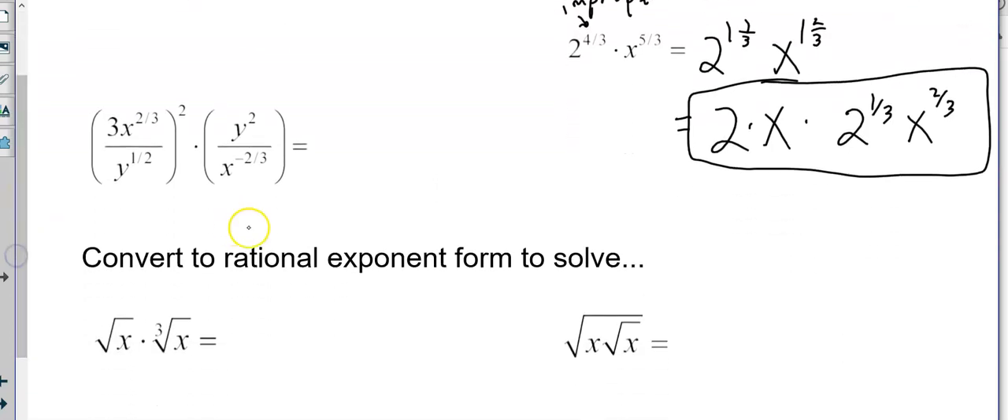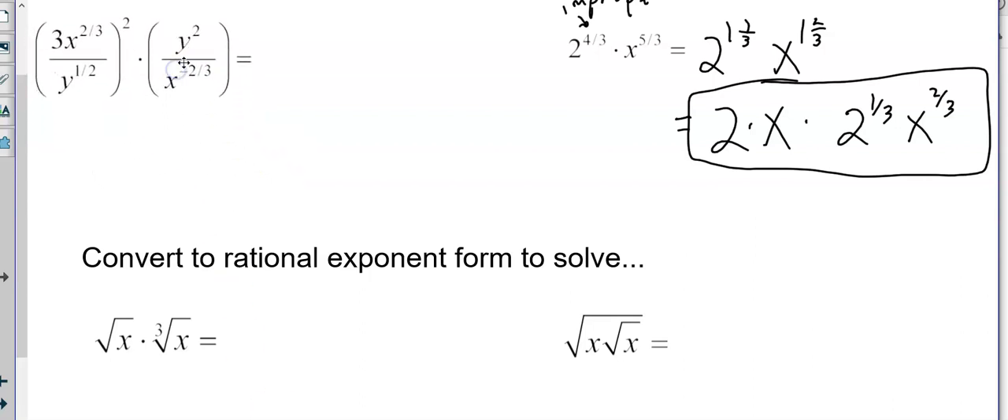Let's try this one here, and then we'll try some of these down here. So this one, if you just start simplifying it, it looks like it's 3 in the numerator. That first numerator would be 3 squared or 9. And then this would be x to the 4/3. And the denominator, that's also being squared. So 1/2 times 2 is 1, so that'd just be y times, I guess, y squared. And this one would be x to the 2/3.